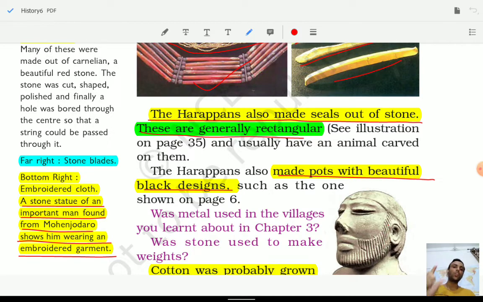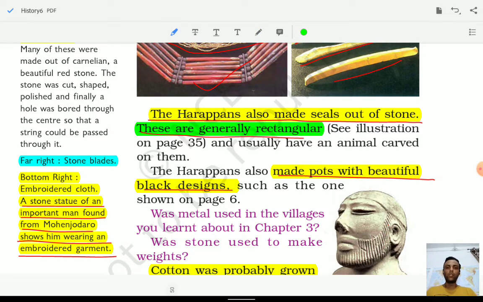So pay attention to the terms as well. What is it referring to? Is it rigid about the rectangular, like all the seals were rectangular? No, not all. Pay attention to the questions, whenever any question has been asked, like all the seals were rectangular. No, not all seals were rectangular. Some seals were square, some seals were round, right? So they were in different sizes and shapes. Okay, so keep this in mind.